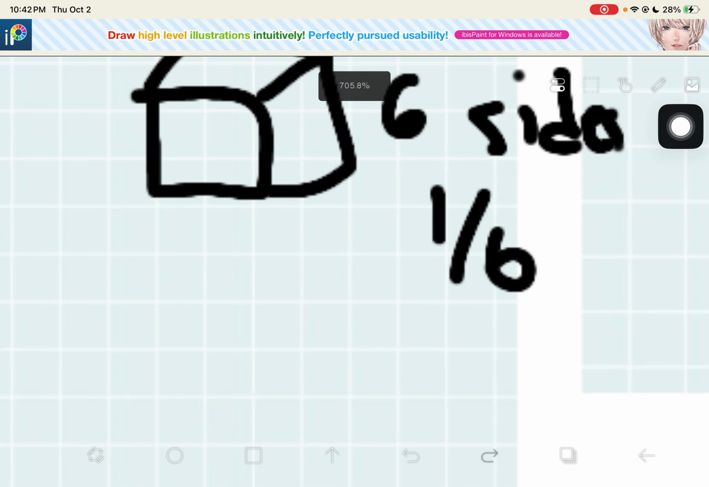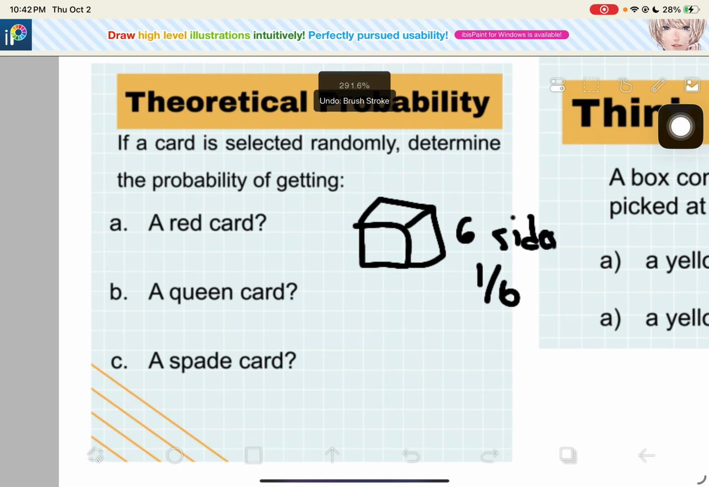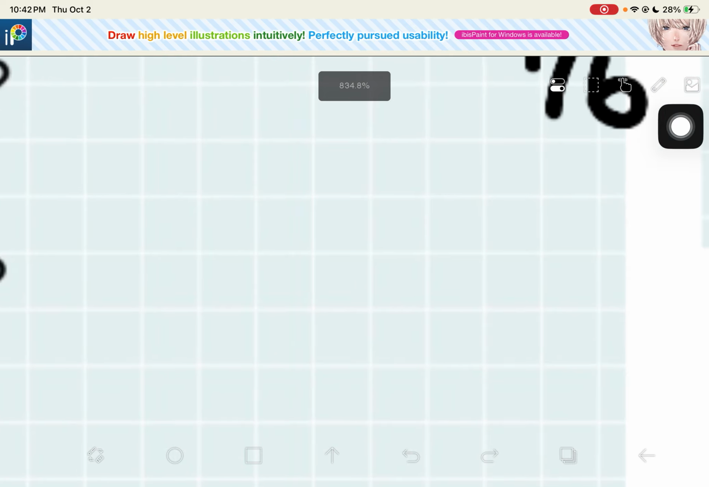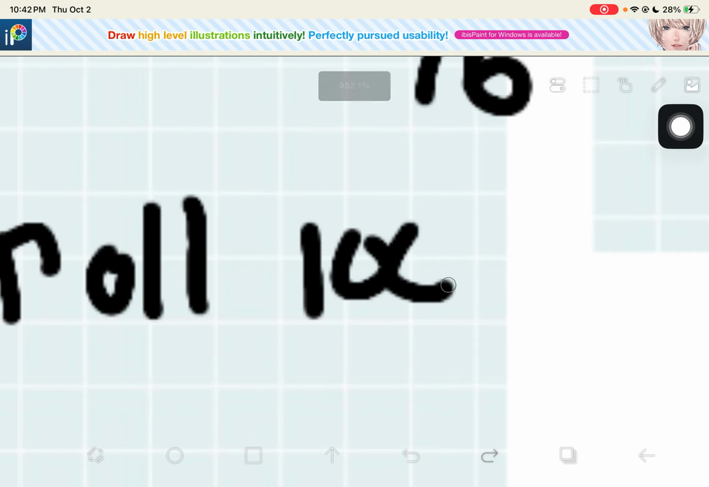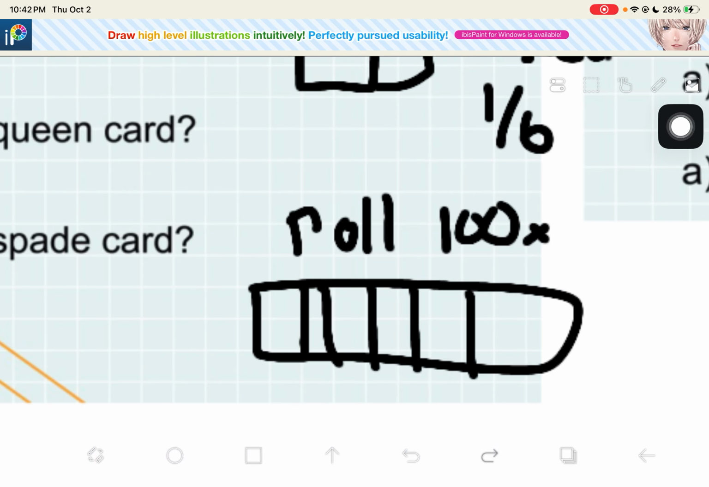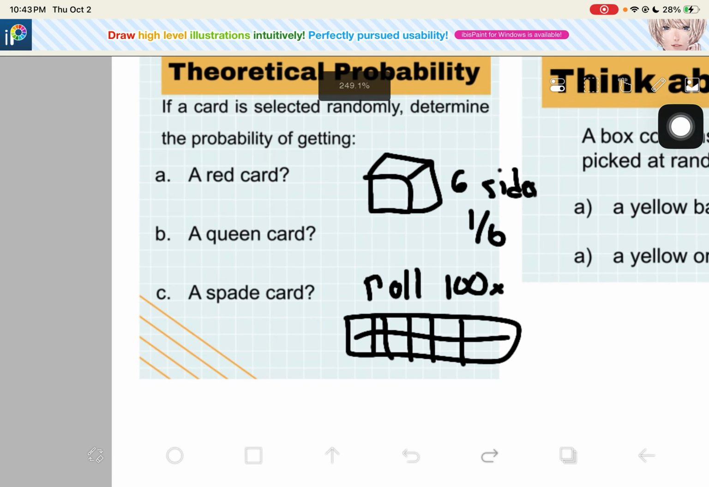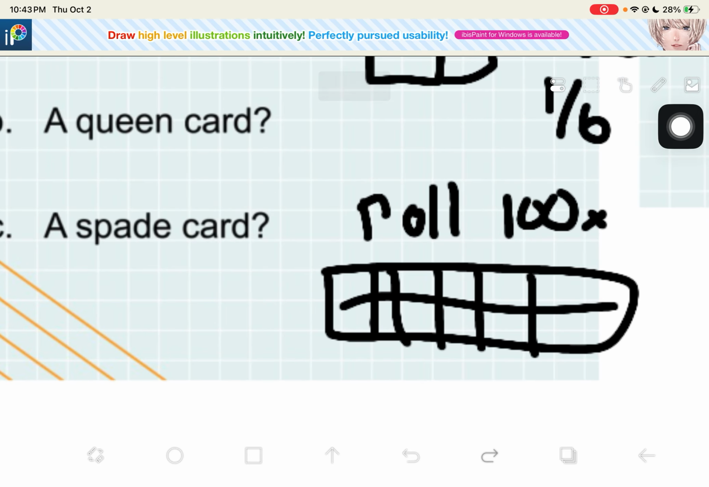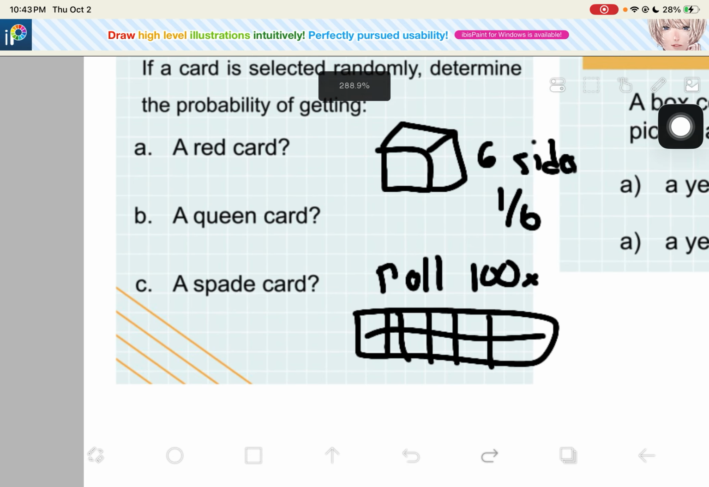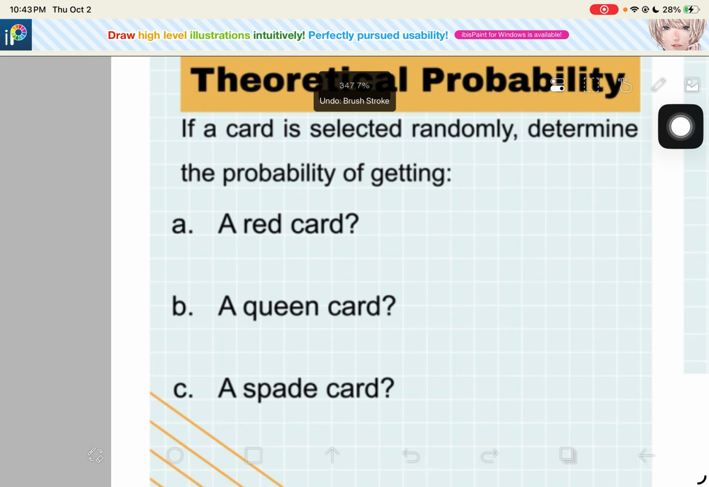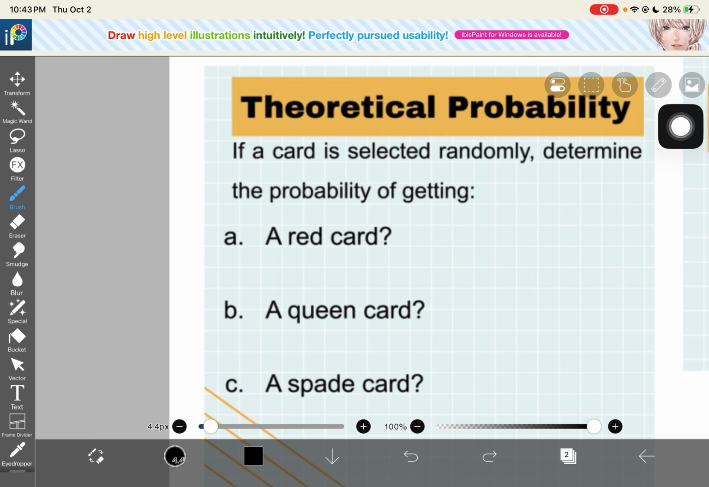However, if you roll, let's say, 100 times, so that's what I call theoretical probability. But experimental probability is obtained from experiments. So let's say I roll 100 times, and then I list the values into a table, something like this, and that's the experimental probability. For experimental probability, you just need to find the favorable outcomes out of the total number of outcomes. So that's the difference between theoretical probability and experimental probability.